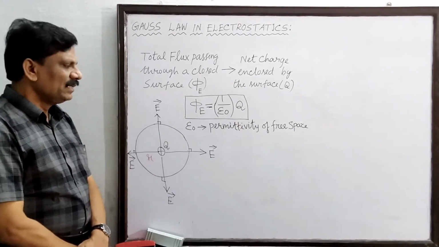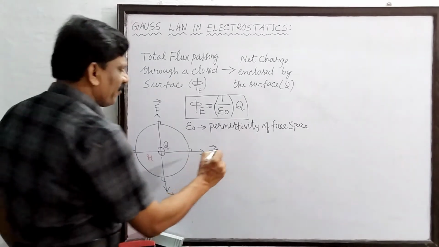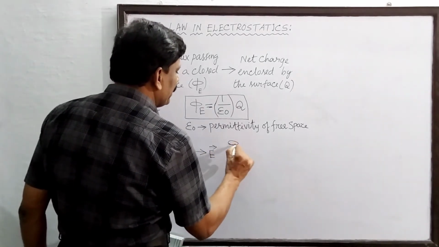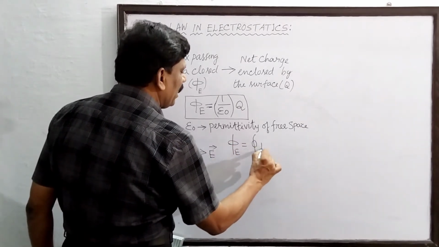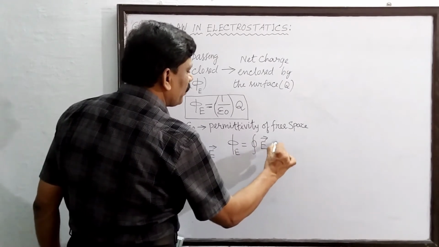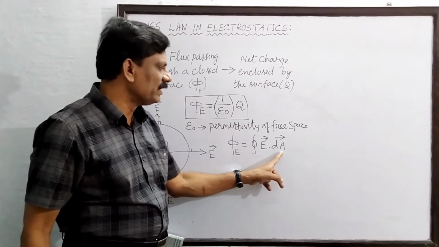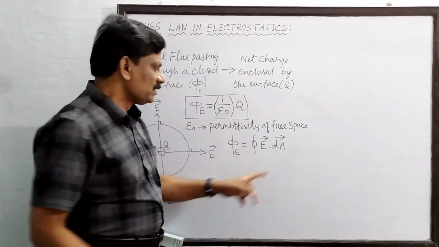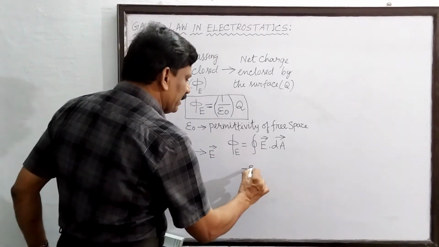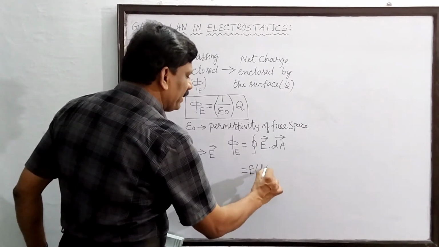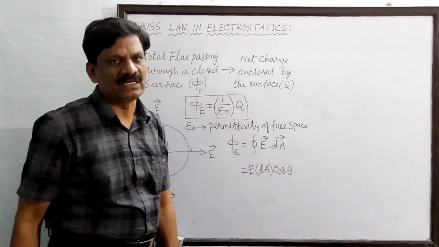Now, what is the expression for electric flux I am going to write? So, electric flux is given by phi E. Okay, electric flux phi E is equal to closed integral of E vector dot product dA vector. Electric field vector dot product with the area vector. So this is now equal to the magnitude of electric field vector E into the magnitude of area vector dA into cosine of the angle between the two vectors.